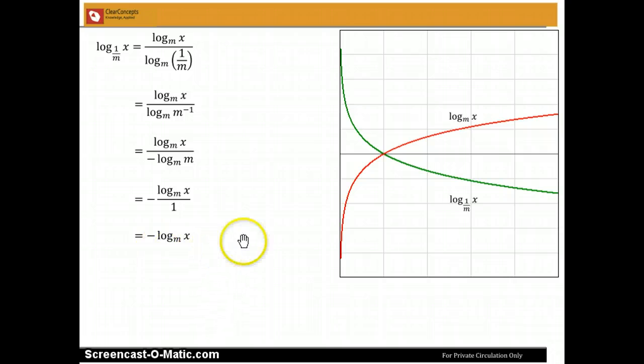And this is shown in the graph alongside. The red graph indicates log x to the base m, whereas the green graph indicates log x to the base 1 by m. And you can see that at every single point, log x to the base 1 by m is the negative of log x to the base m.